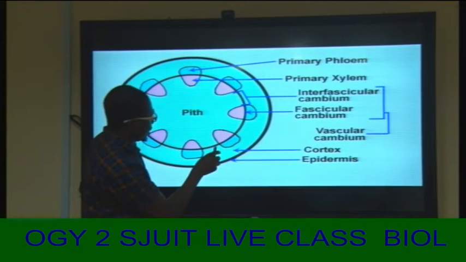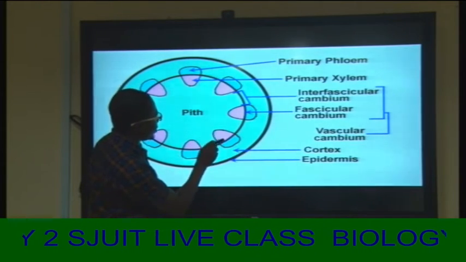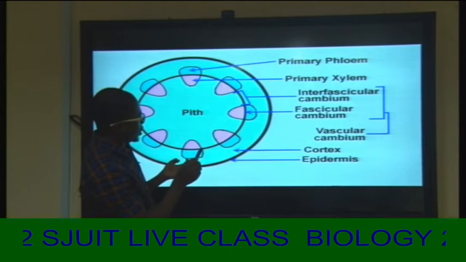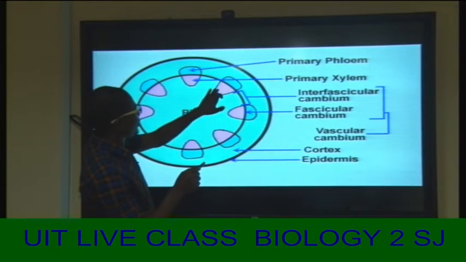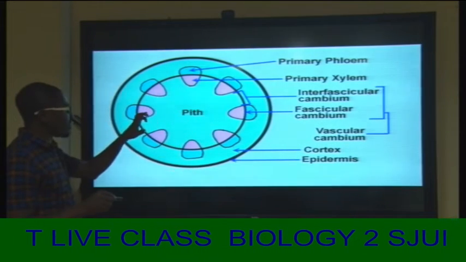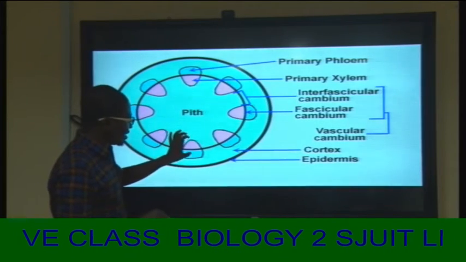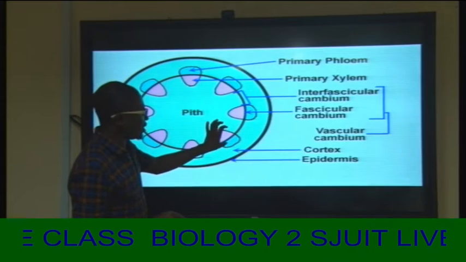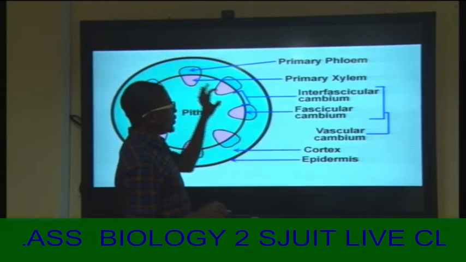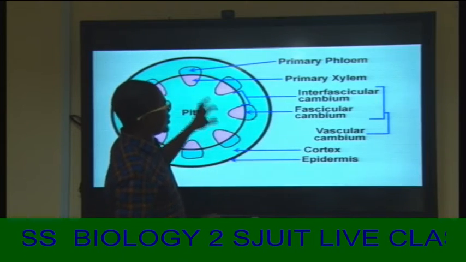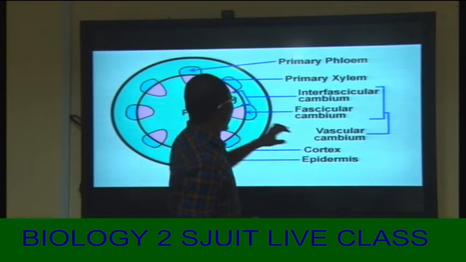And of course, one vascular bundle consists of a xylem and a phloem. So this is a vascular bundle, and another, and another. Between one vascular bundle and the other vascular bundle, there are cells, or there is a kind of cambium that is called interfascicular cambium.